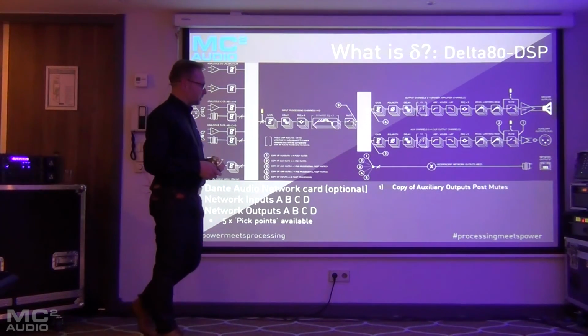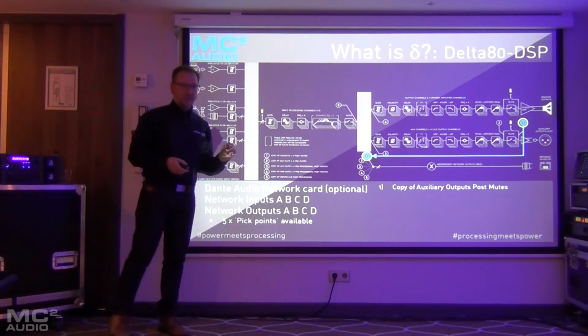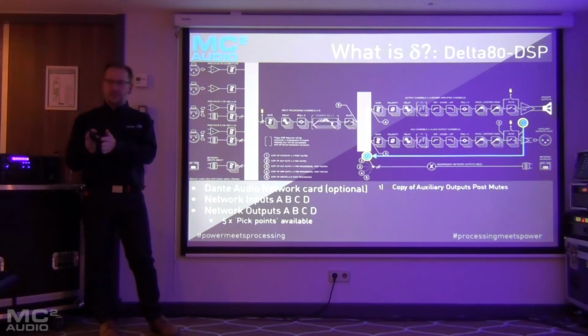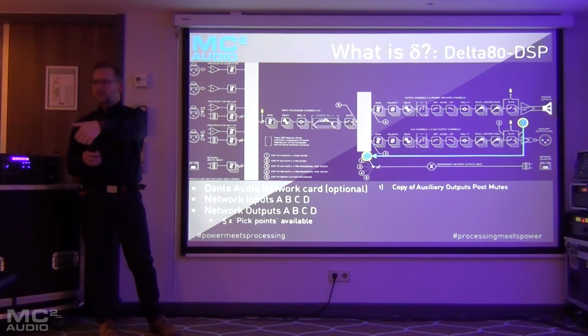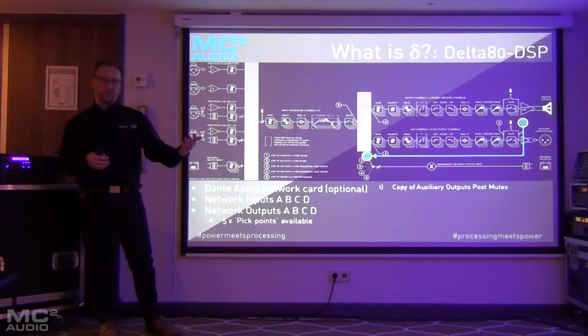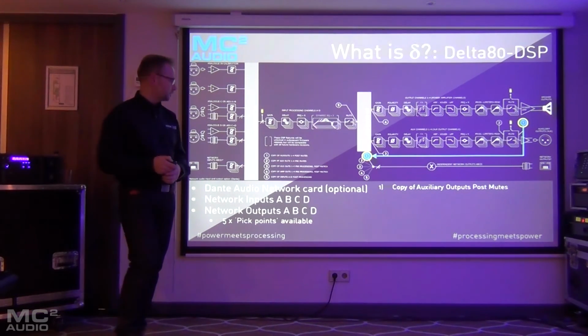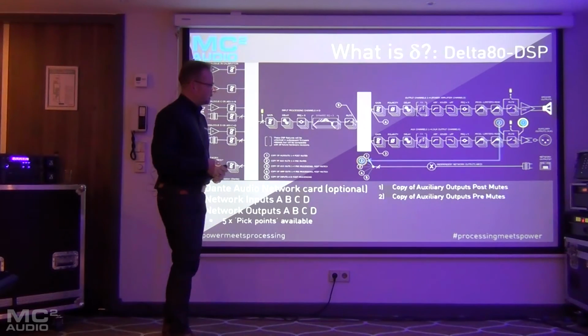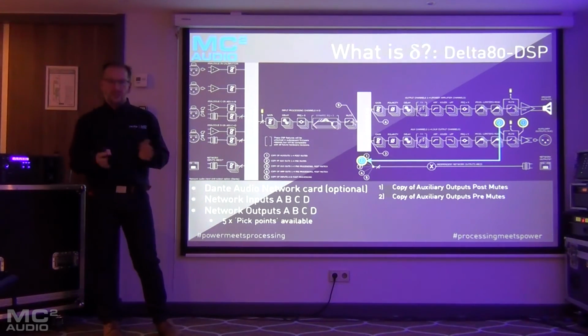So point 1 is basically a copy of the auxiliary outputs and gives you exactly the same signal path as the XLRs on the rear panel. So that's post-processing and post the mute that you can use on the front panel. And then point 2 is the same DSP, but it's pre-mute. So if you mute an output from the front panel, that won't affect the Dante output.